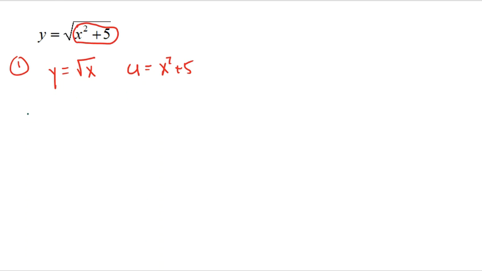Step two is to write f as f of u. So I'm literally going to write this function as the square root of u. And you're saying, well, hold on, I'm just trying to make this super simple. u is x squared plus 5.